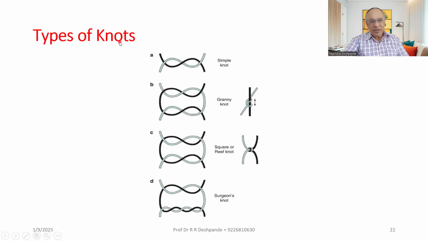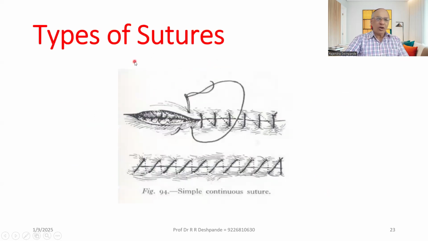Now here you can see the different types of knots. This is called a simple knot. Then this is called a granny knot. Then this is called a square or the reef knot. And last is the surgeon's knot. So these are the four varieties that you have to remember as the types of knots.